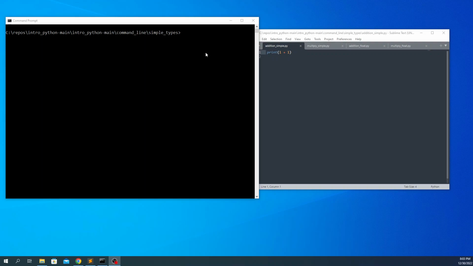So, as promised, starting to look at the difference between a simple addition, simple multiplication versus float addition and float multiplication. So, basically, the difference is it has numbers after a decimal. So, in this case, if I wanted to run this, I would do addition. Simple. So 1 plus 1 equals 2.